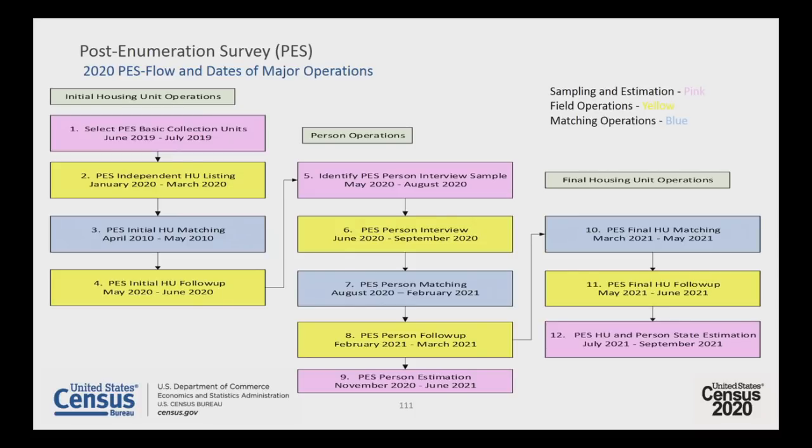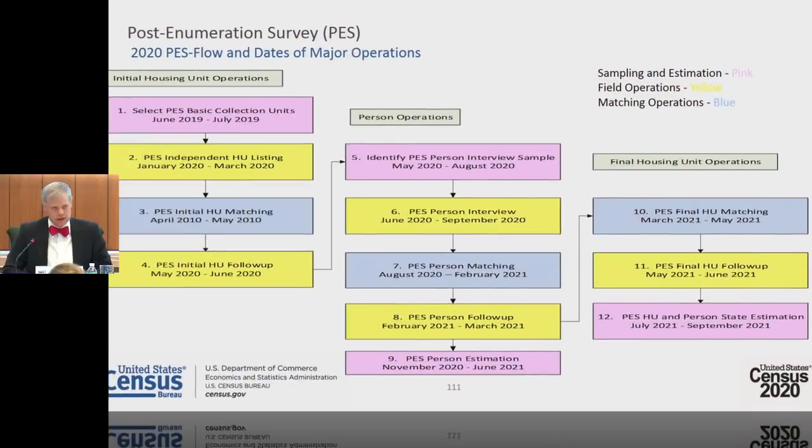After the initial housing unit matching in the third box, we go back to the field to collect additional information on housing units that we couldn't assign a match or status code for. At the end of the first phase, we should have an initial list of housing units from the census, a list of housing units listed from the PES, and a match code assigned to all census and PES units that matched. One important thing to note is that we don't have a list of people in the sample blocks. Thus, we move to the second column, the person operations.